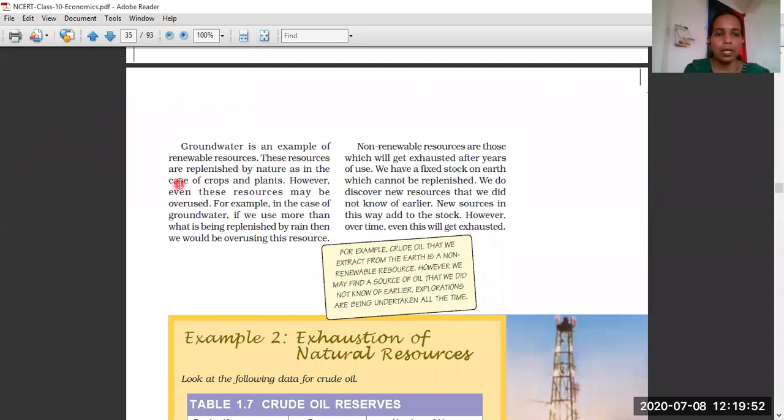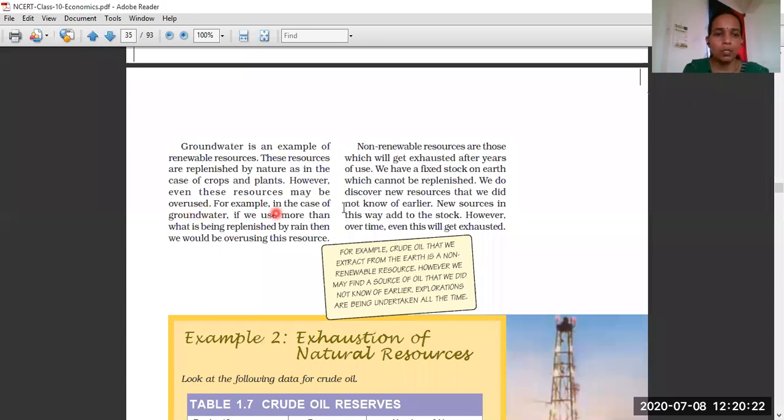These resources are replenished by nature. Nature automatically replenishes it, recovers it, as in the case of crops and plants. However, even these resources may be overused, but it should not be overused. It is replenishing every year, renewing every year, so we can use it. But we are not free to use it. The rate of replenishing is very different. So that is why we should not use it more.